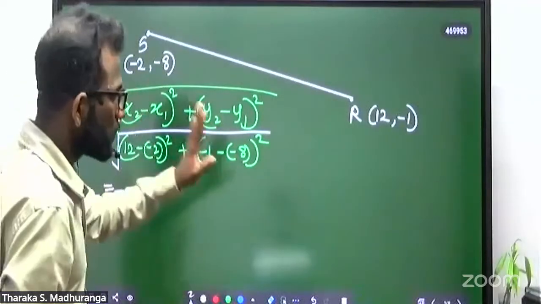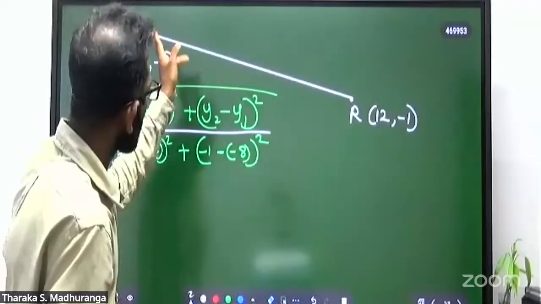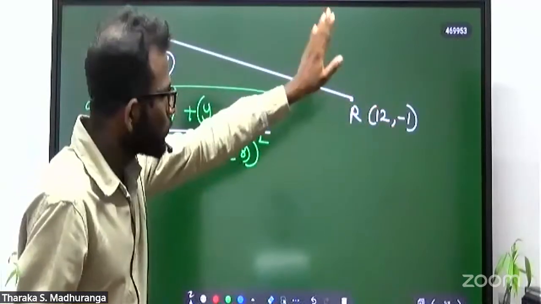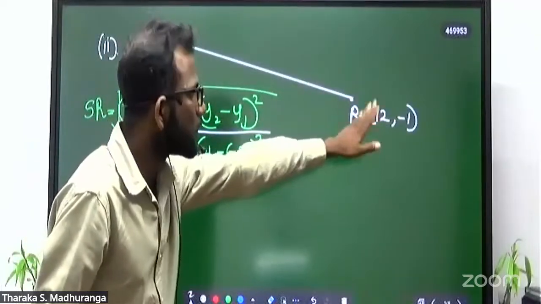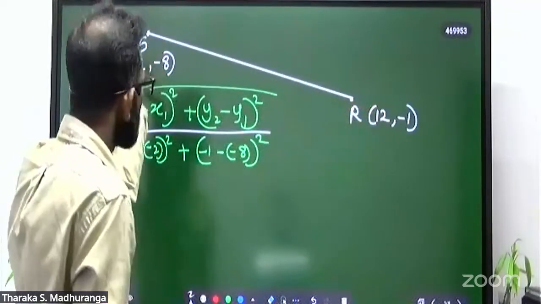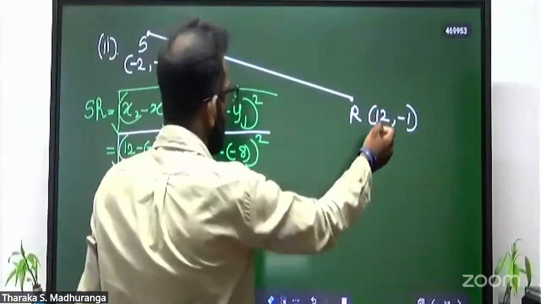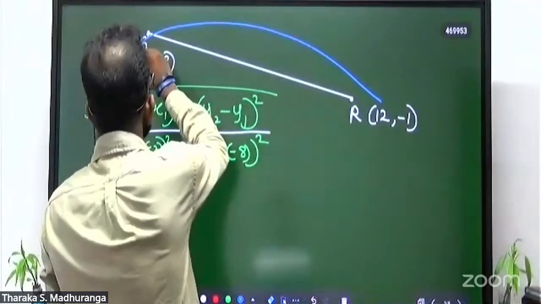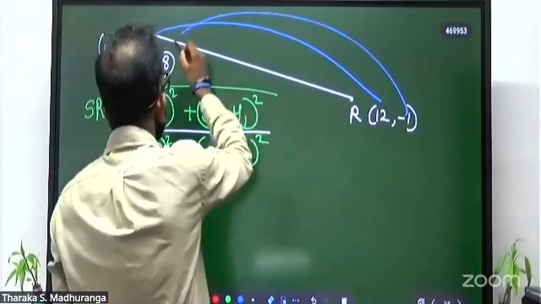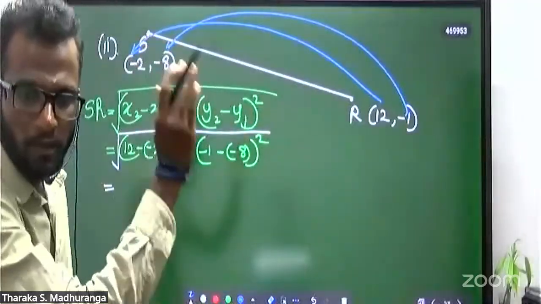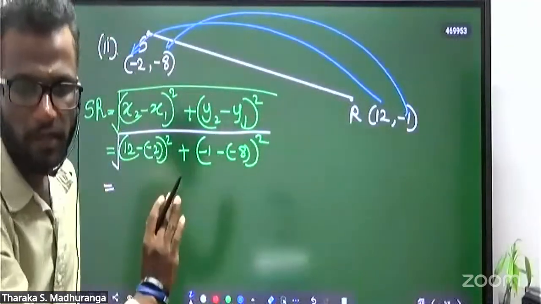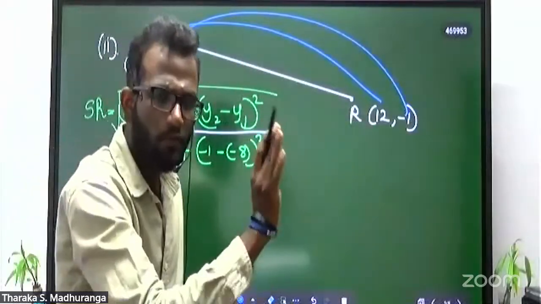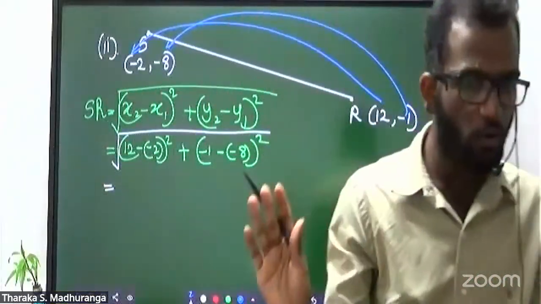Now, can you change the side? Minus 8 minus 1? Wrong, okay? If you got x2 here, 12 minus, and this side 12 minus 2, again you have to get the same side, same direction, okay? Minus 1 minus 8. If you got the other side, both you need to get the opposite side, okay? Therefore, if you cross, that's wrong, okay?